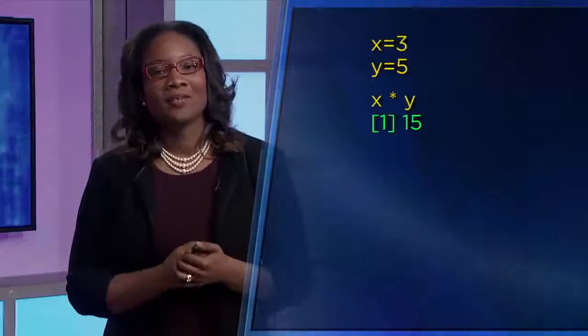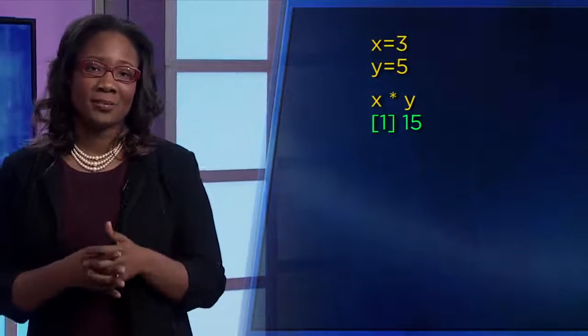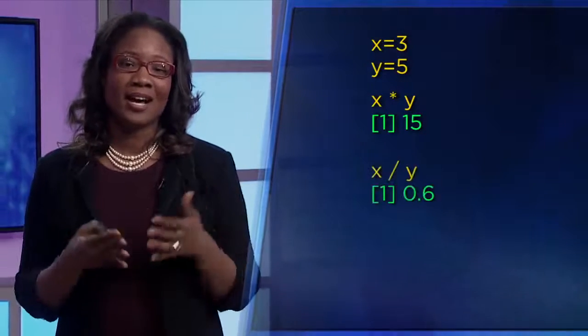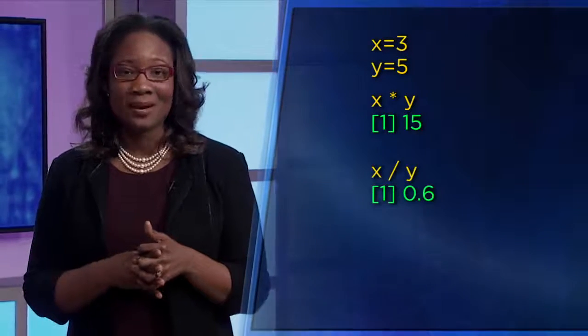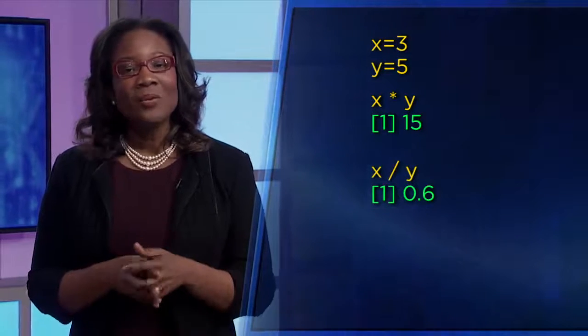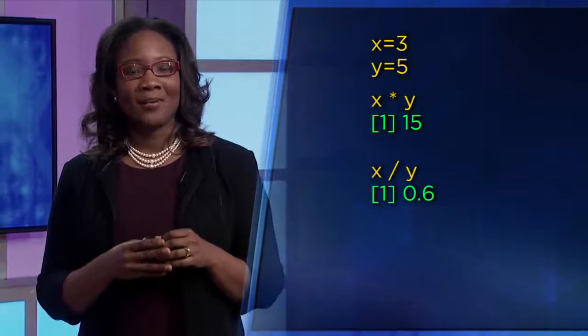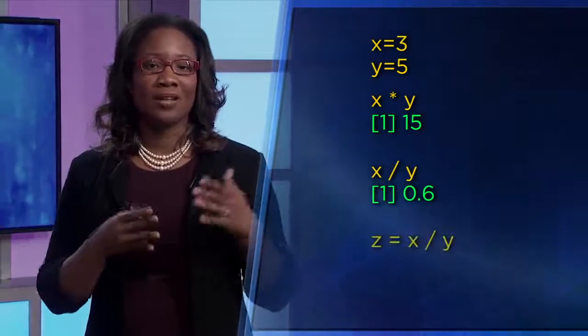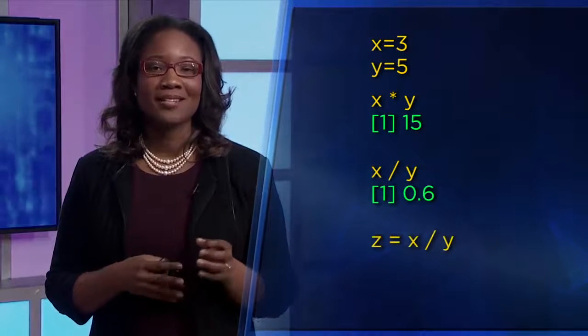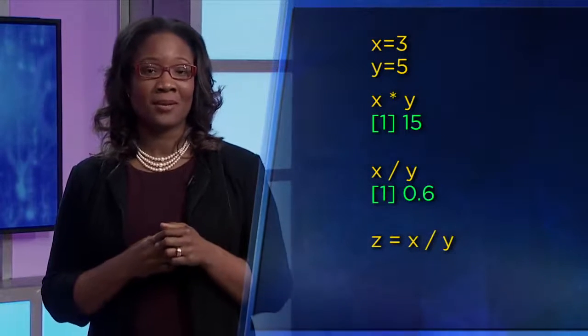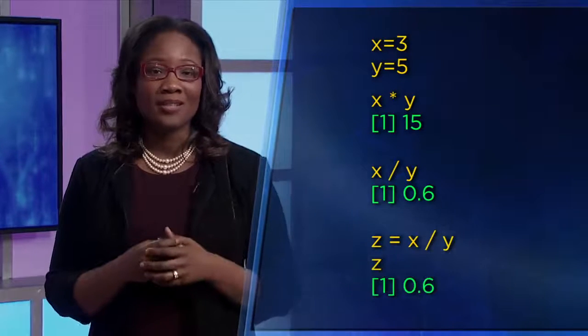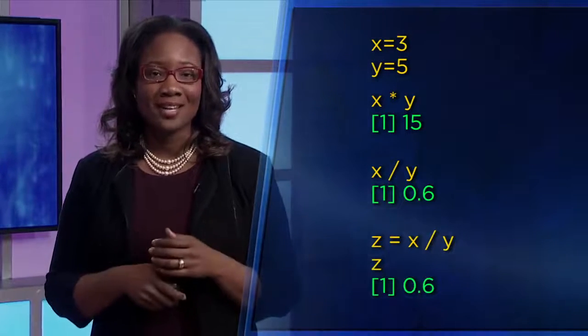We can do other types of manipulation like multiply x and y to get 15. We can divide x divided by y to get 0.6. We can even assign x divided by y to a new variable, call it z. So here we're setting z equal to x divided by y. And notice when we call z, R recognizes it as 0.6.